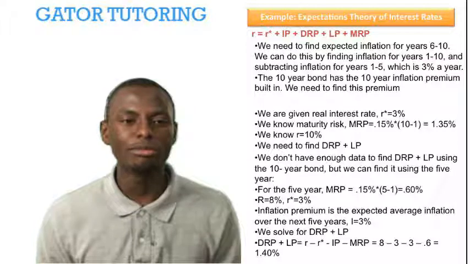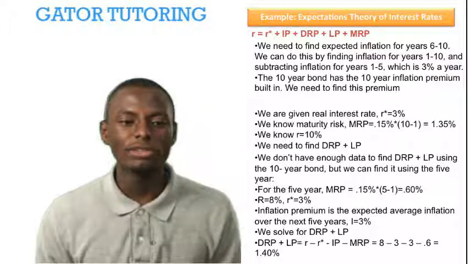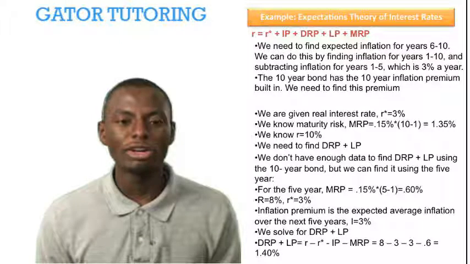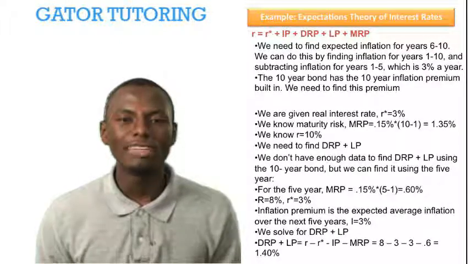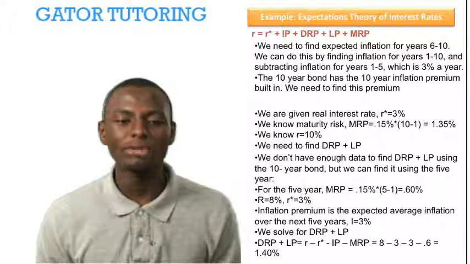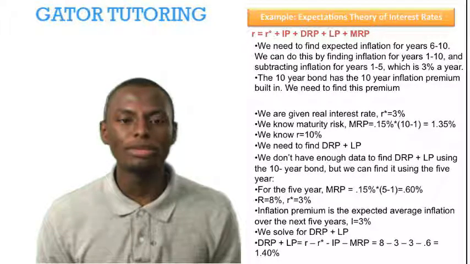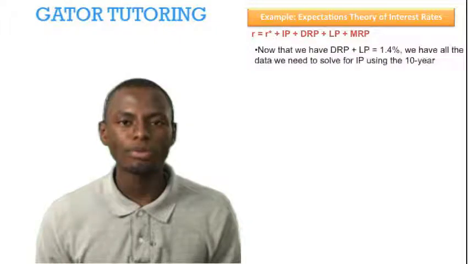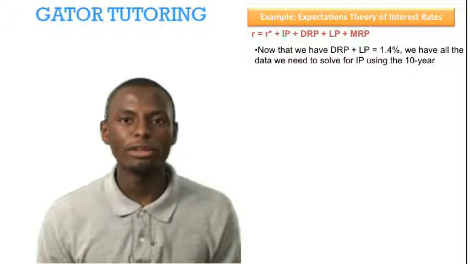We rearrange the above equation, the first one we see, and we find that DRP plus LP equals R minus R star, the real risk-free rate, minus IP minus MRP, equals 8 minus 3 minus 3 minus 0.6, which is 1.4%. So now that we have DRP plus LP equals 1.4%, we have all the information we need to solve for IP, the inflation premium for the 10-year bond.